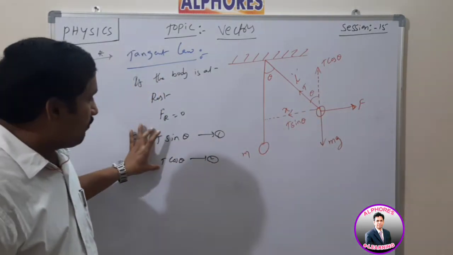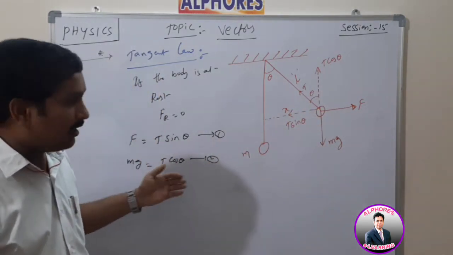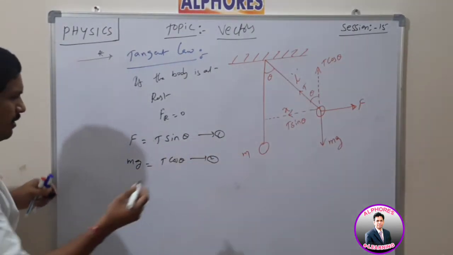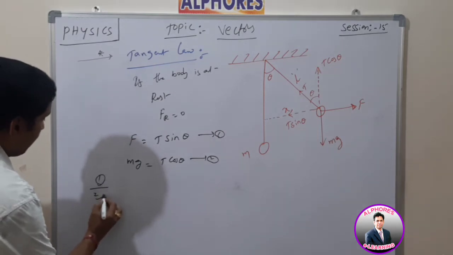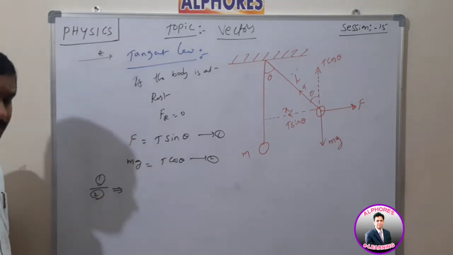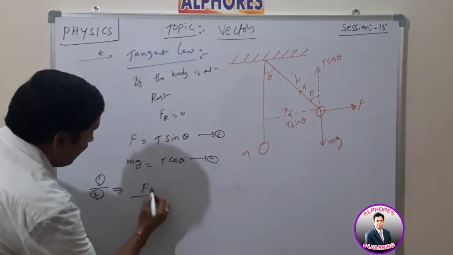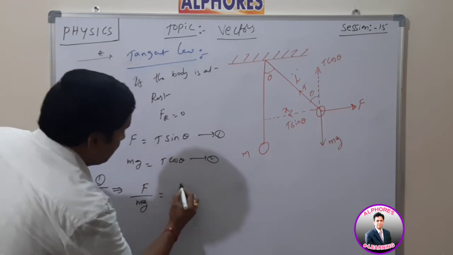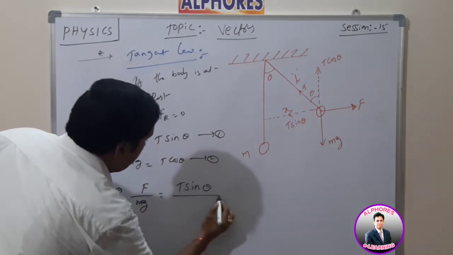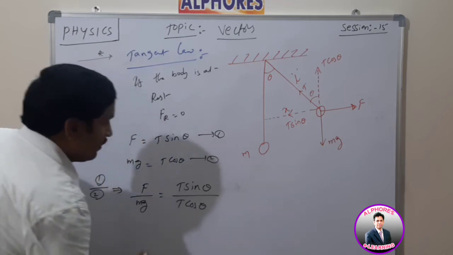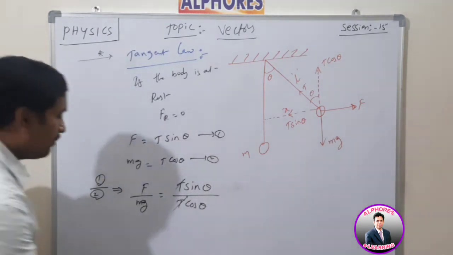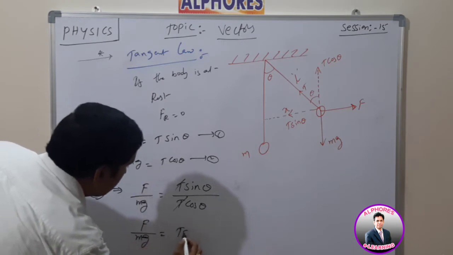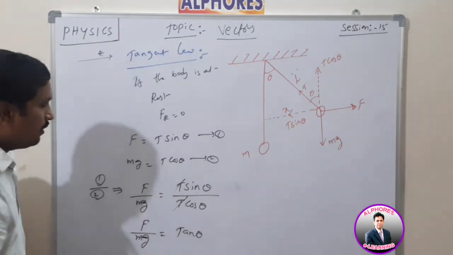By taking these two equations, I have to find the relation between the horizontal force and the value of theta. So I am taking equation number 1 by 2. What am I getting here? Equation 1 by 2 means on LHS F by mg, which is equal to T sin theta by T cos theta. So T gets cancelled. It becomes F by mg is equal to tan theta.